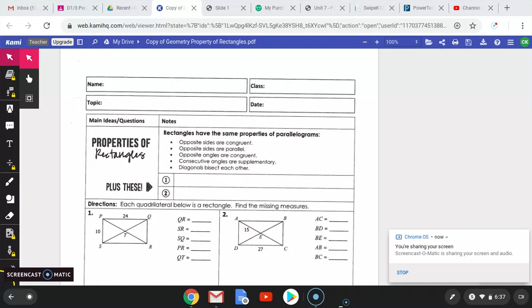Hello, this is Mr. Kizik, and in this video we're going to be talking about the properties of rectangles. As we go along here, these properties really just do add to each other.